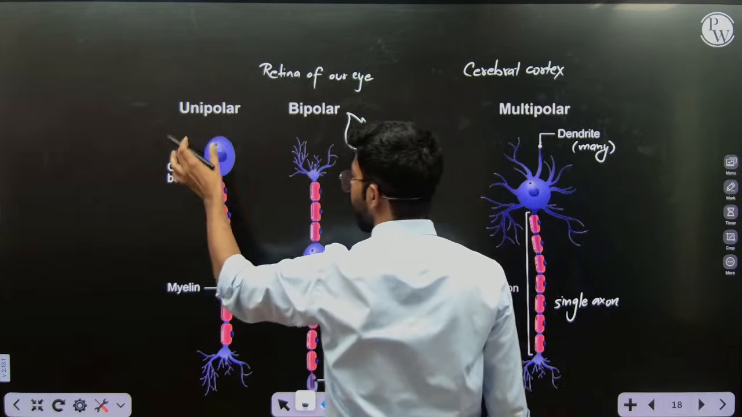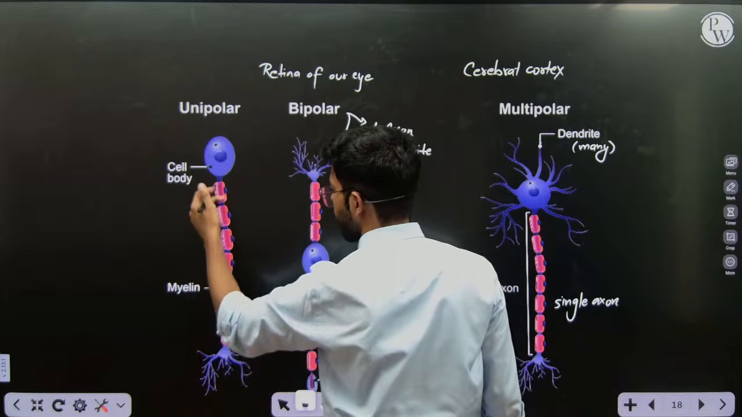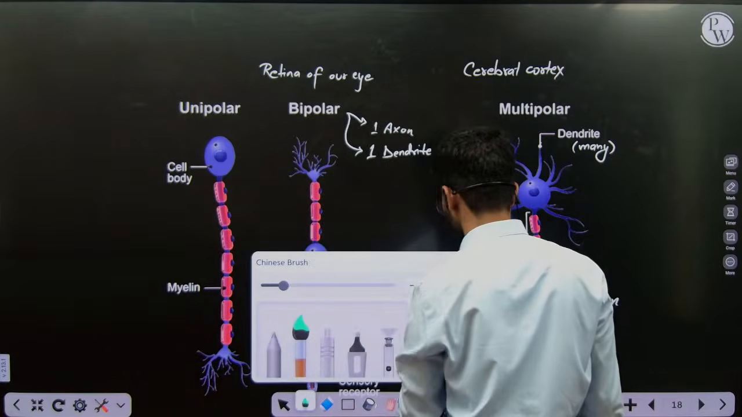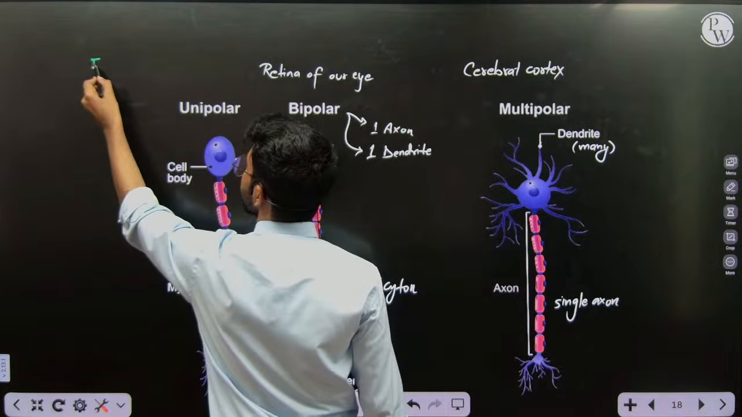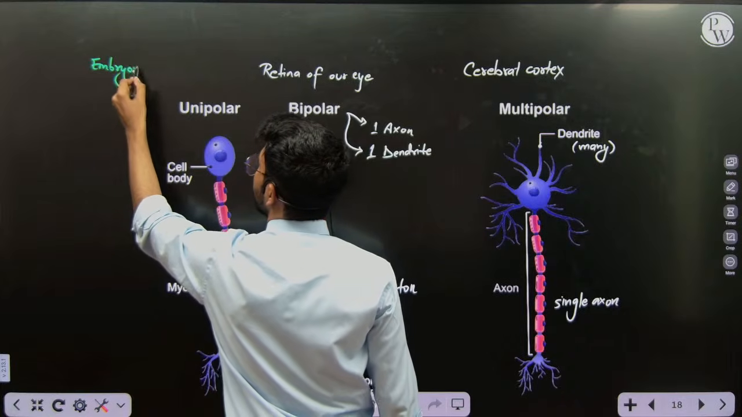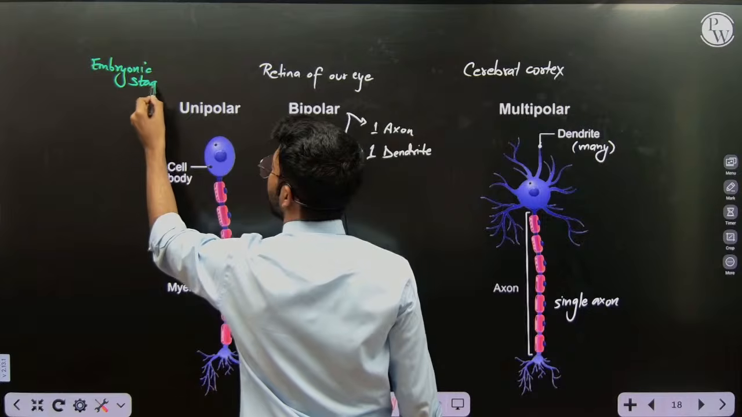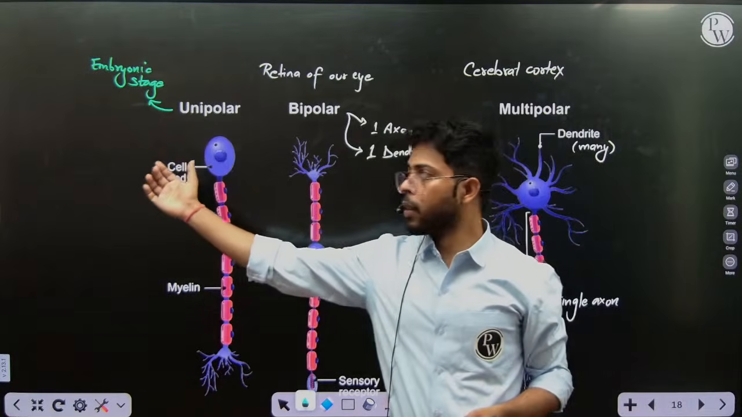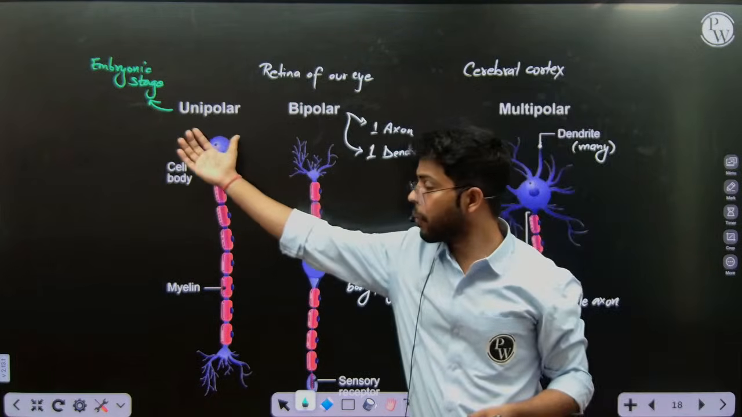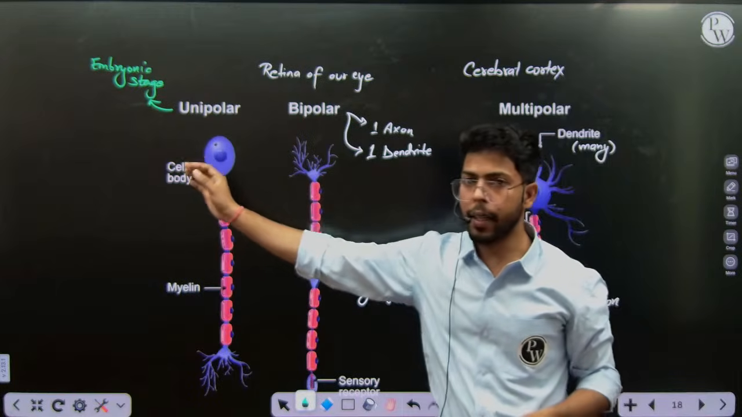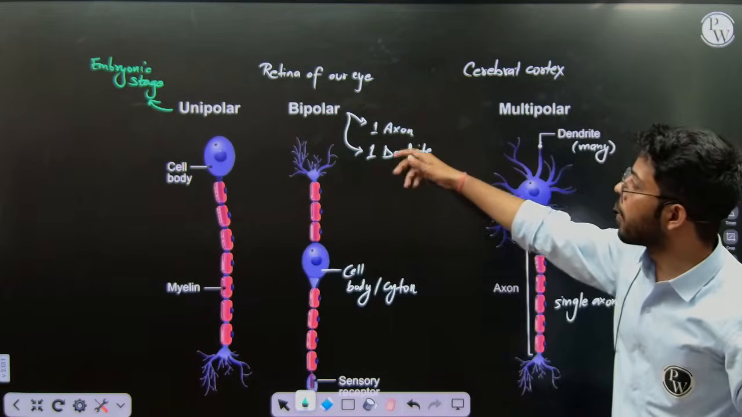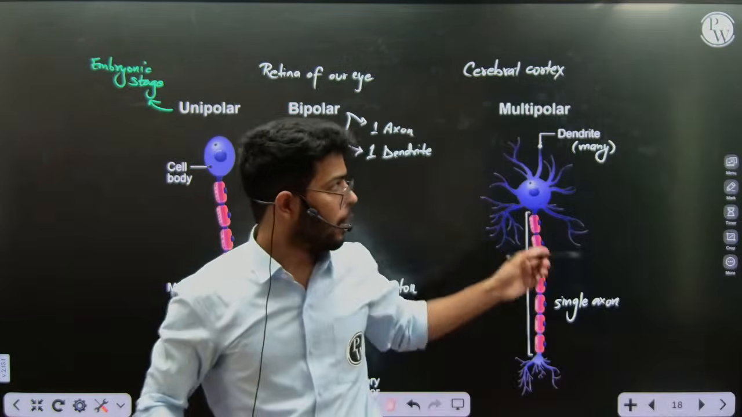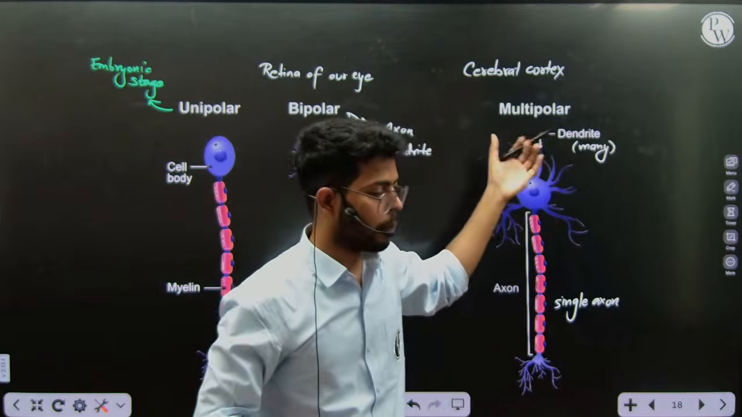And in unipolar, there is a single axon present inside the cell, and it is found in the embryonic stage of our life. So this is the important slide. You have to memorize these things, that unipolar are present in the embryonic stage in our body, but bipolar are present inside the retina of our eye, and multipolar are present inside the cerebral cortex region.